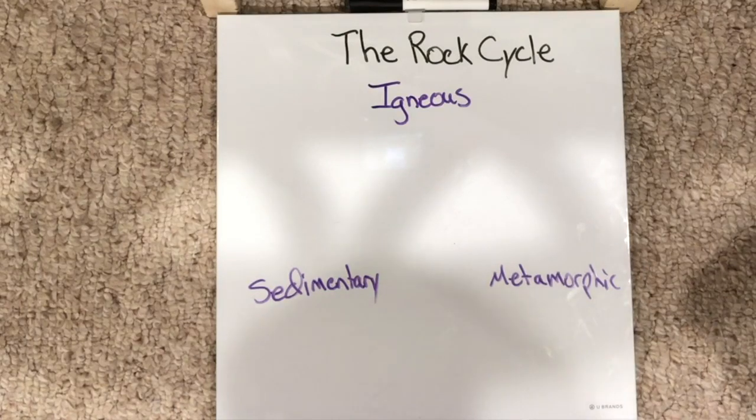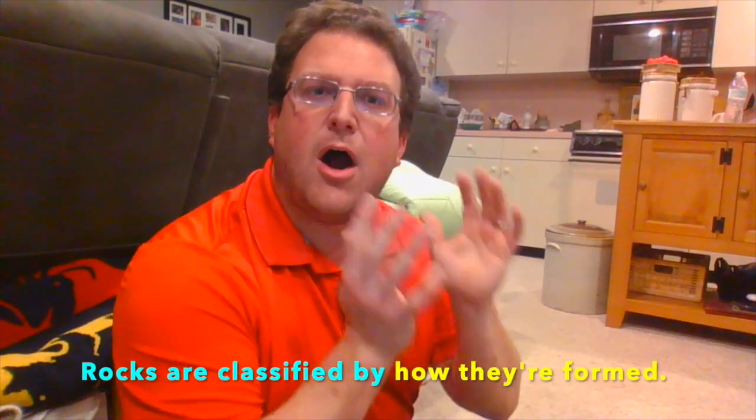So let's first start off with the basics. If you recall, we can break up rocks into three different categories: igneous, sedimentary, and metamorphic. Now, how we classify rocks is not based on their colors, it's not based on their hardness, it's not based on their streaks, it's not based on any of those things. Because the problem is, rocks can come in a wide array of all of those different things. So we actually classify rocks based on how they are formed.